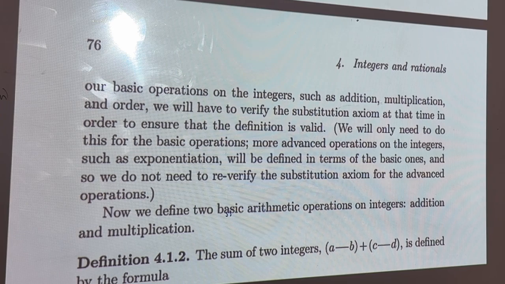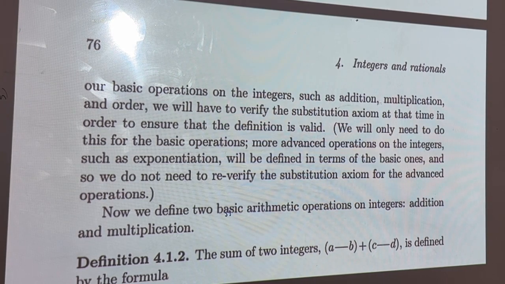Now we define two basic arithmetic operations on integers, addition and multiplication. Now we know any integers are of the form a—b, where a and b are natural numbers.